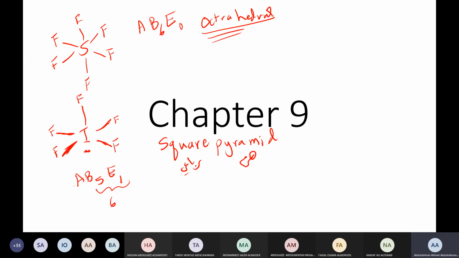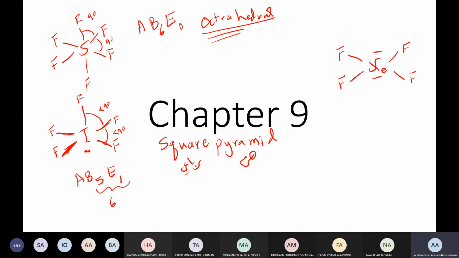And the last one we're going to see is XeF4. By the way, what's the angle in here? Slightly less than 90. What's the angle in here? Also less than 90. The angles in octahedral are all 90. You have to memorize these angles as well.